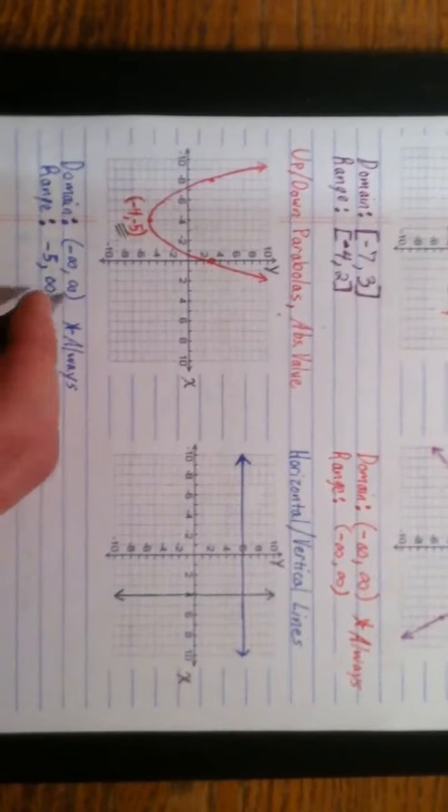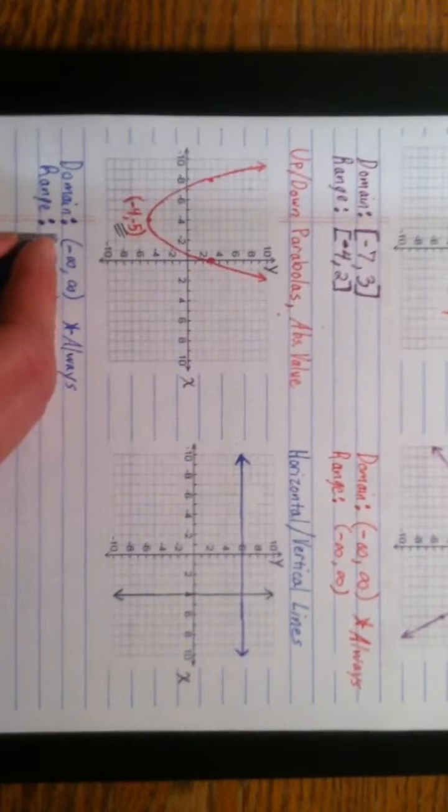So when we write our range, well, the lowest it's ever going to hit is -5. Is there a limit to how high this graph is going to go? No. So the y values are going to go up forever. Positive infinity. Infinities always get parentheses. The graph actually does touch at -5. So that's going to get a bracket.